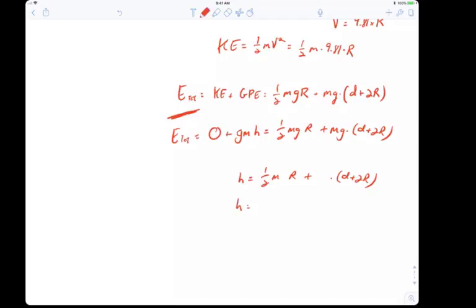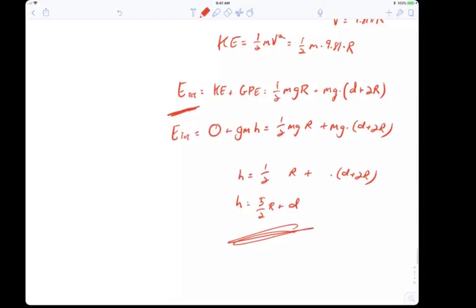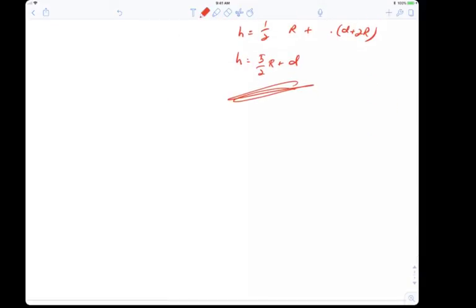The height has to be, I factored this m out, okay, good, the height has to be 5/2 R plus D. That's fun. Do that in your tutorial as well. Okay, what's the next question? That one is 46. Now it's question 49.